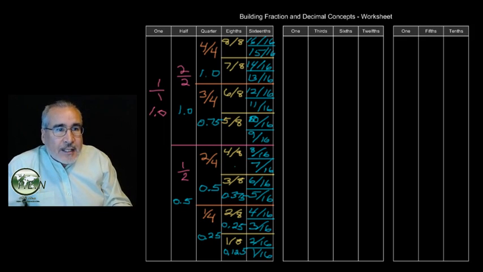4 divided by 8, 0.5. So we see that equivalency. 5 divided by 8, 0.625. 6 divided by 8 gives us the 0.75, equivalent with 3/4. 7 divided by 8, 0.875, and 8 divided by 8, 1.0.